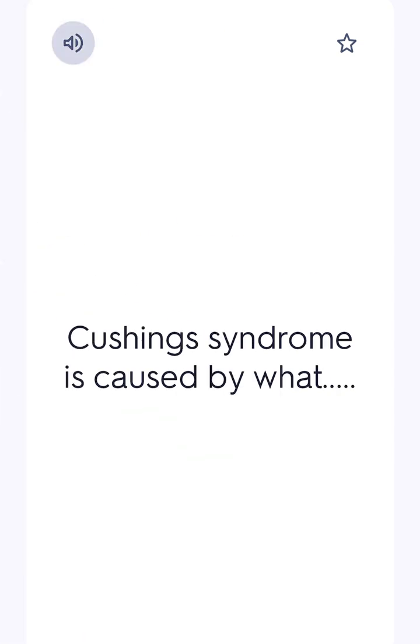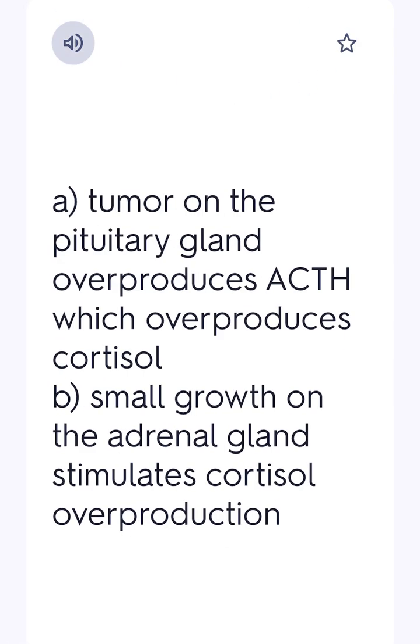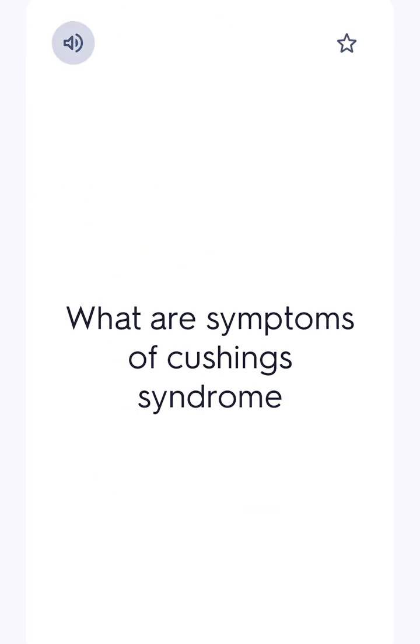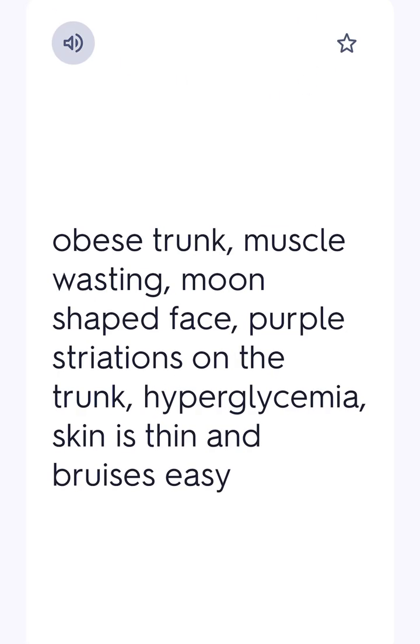Cushing's syndrome is caused by what? A. A tumor on the pituitary gland overproduces ACTH, which overproduces cortisol. B. Small growth on the adrenal gland stimulates cortisol overproduction. What are symptoms of Cushing's syndrome? Obese trunk, muscle wasting, moon-shaped face, purple striations on the trunk, hyperglycemia, skin is thin and bruises easily.